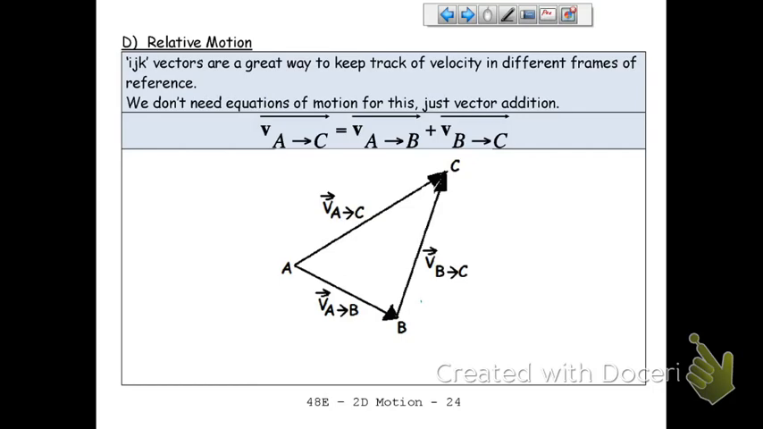And looking back to our vector diagrams, I'm going to give you 3 choices. Vector AC is equal to vector AB plus vector BC, or vector AB is vector AC plus vector BC, or vector AC is equal to vector AB plus vector.